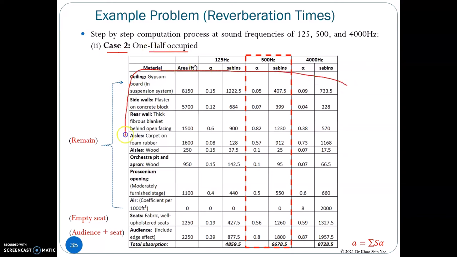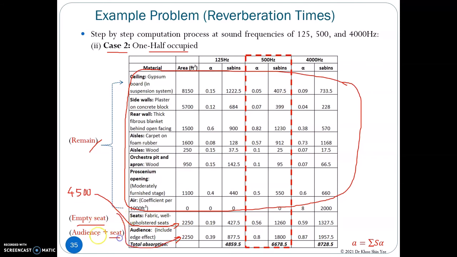The previous calculation here still remains. In this auditorium, total we have 4,500 seats. If the auditorium is half occupied, then in this case, half of it, which is 2,250, is empty seat, and another half will be the seat together with the audience. So the alpha for each seat is given here. When you compare to the empty seat here, you see audience together with seat has higher alpha.